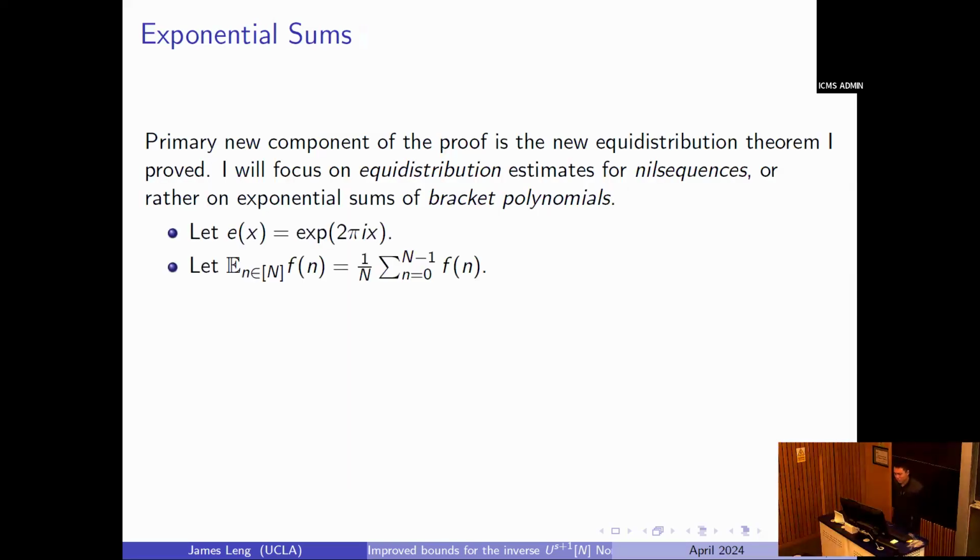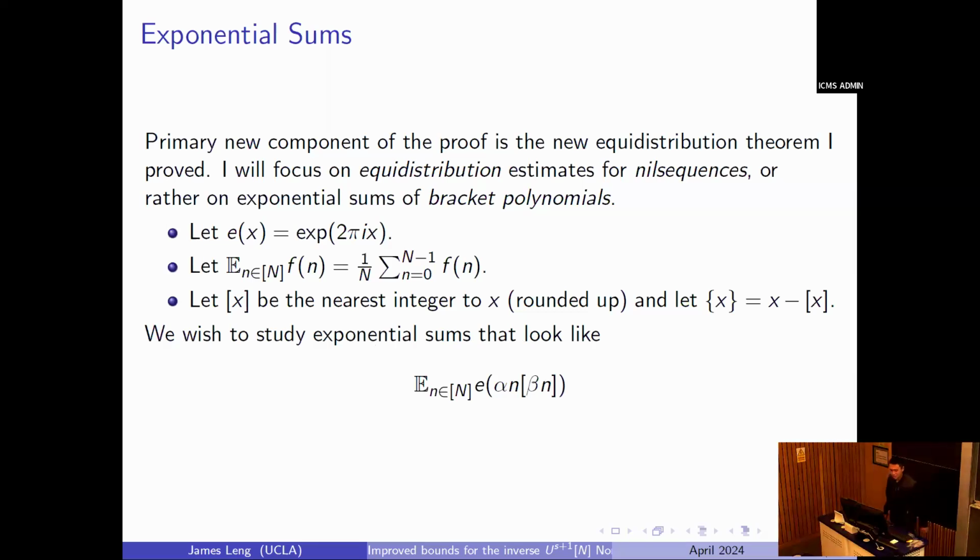And so what I will focus on is really the new equidistribution theorem, and I made it a point not to define any notation on nilsequences. Instead, I will just try to give an intuitive overview of how this works, and maybe the best language to use is the language of brackets.